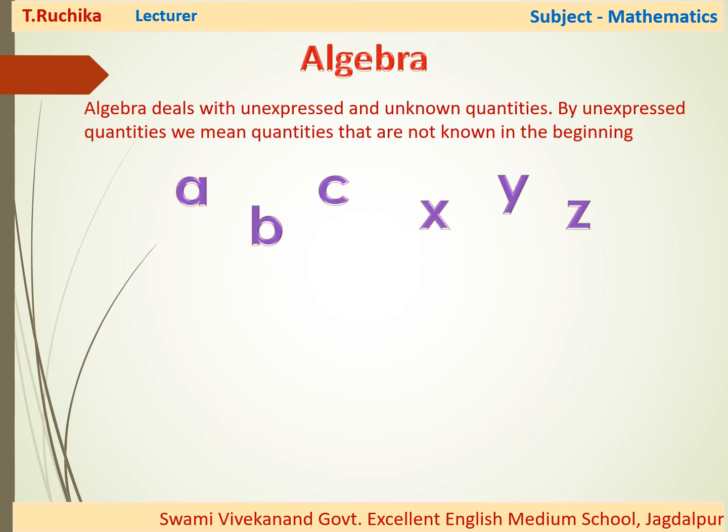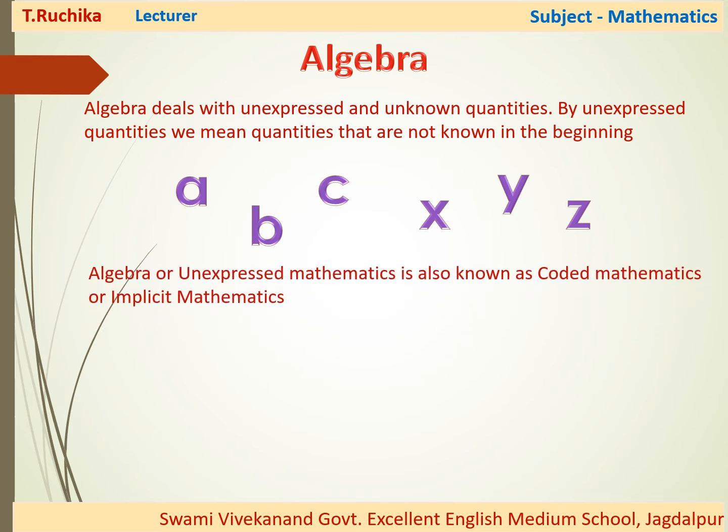This is known as an algebraic quantity, and so the branch is unexpressed mathematics or algebra. In this, we use English alphabets like A, B, C to express the unknown values. Algebra or unexpressed mathematics is also known as coded mathematics or implicit mathematics.